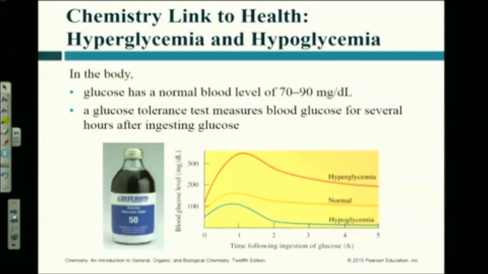Anybody that's ever been pregnant, and they make you take the sugar test, you did it, right? You drink this awful tasting stuff, and then they check your blood sugar over time to see what happens, right?